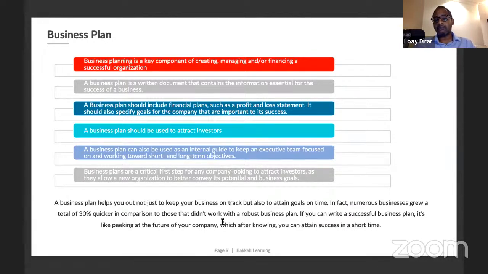Business plans are a critical first step for any company looking to attract investors, as they allow new organizations to better convey their potential and business goals. And based on statistical figures, many businesses who managed to develop a business plan grew quicker. So 70% of businesses managed to grow faster than other businesses who didn't develop a business plan, by up to 70%. So a business plan can help to support business, especially in its early days, okay?